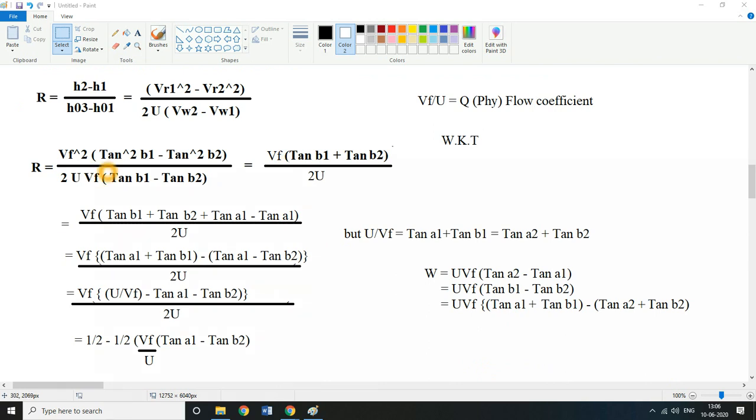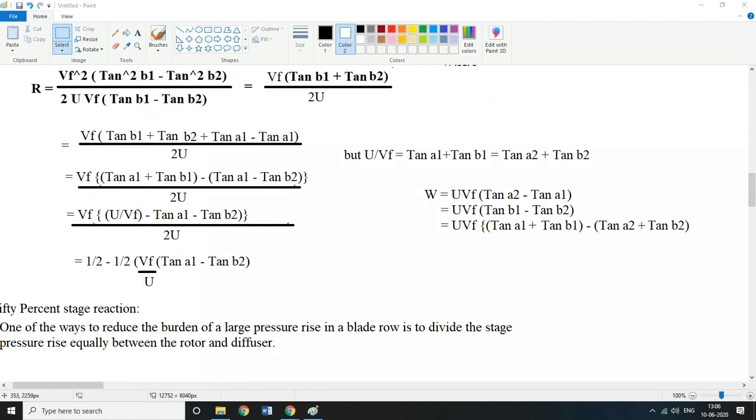So what happens here? Vf and Vf get cancelled and one Vf is left out, and then you have tan square beta 1 minus tan square beta 2. This will become tan beta 1 plus tan beta 2 into tan beta 1 minus tan beta 2, like a square minus b square is a plus b into a minus b. So the common factors get cancelled and your remainder is so much. To this, you'll add and subtract tan alpha 1. If you add tan alpha 1 minus tan alpha 2, you can segregate both of it. So you can take it as tan alpha 1 plus tan beta 1 and tan alpha 1 minus tan beta 2.